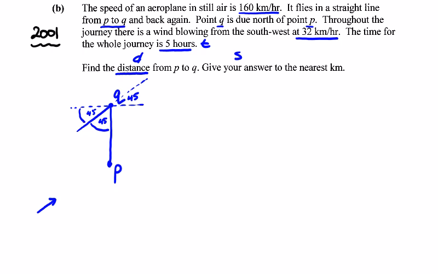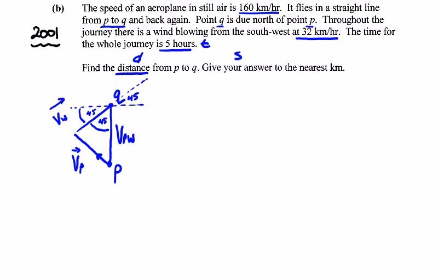We can have our plane flying in this direction here to try and get up to Q with the wind affecting it. So this is going to be the velocity of the plane relative to the wind going in the straight line. The plane has to go slightly to the left. That's the velocity of the plane over here. And the velocity of the wind is going up in this direction here.